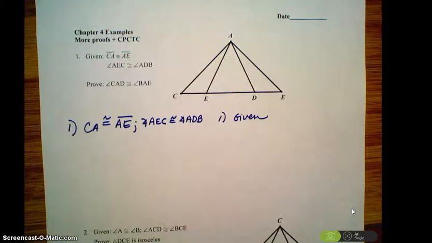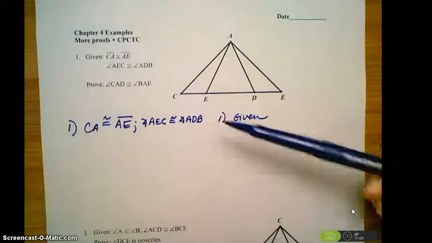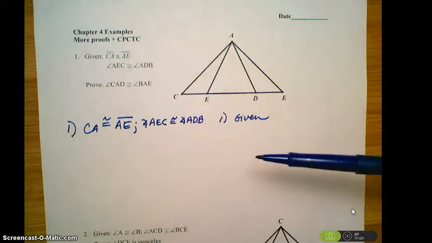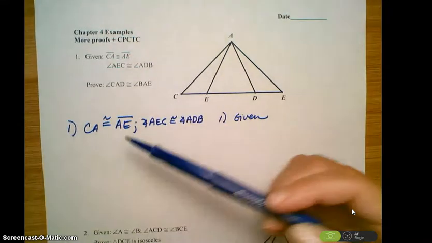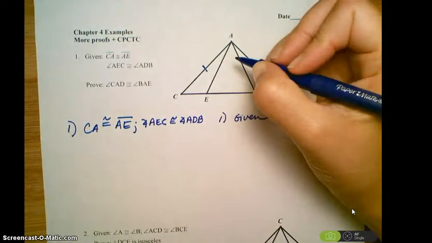Okay, we're here on page 4 of the chapter 4, section 5 packet, and we can see that we're going to be doing some proofs. Go figure. So what I've written down is the given, and of course you should mark your picture. So we read it. It says CA is congruent to AE.